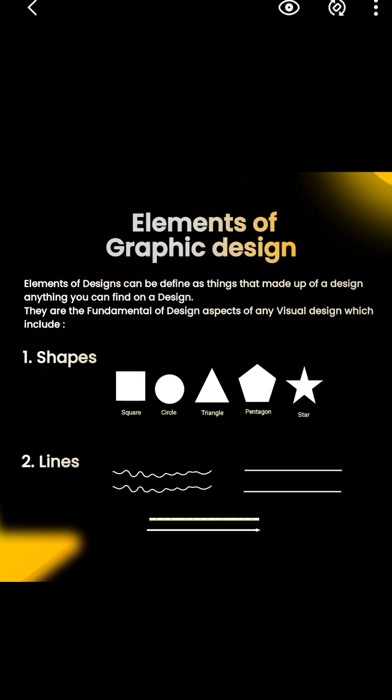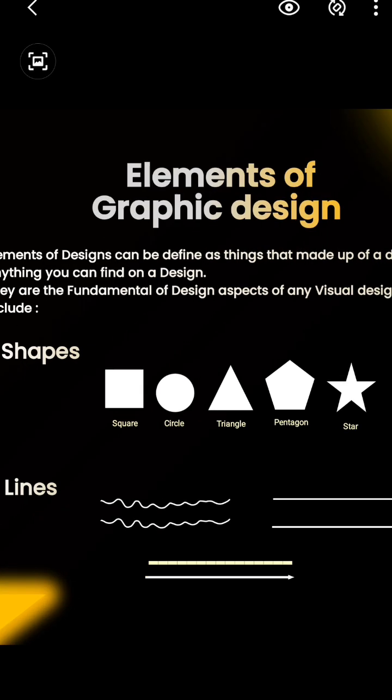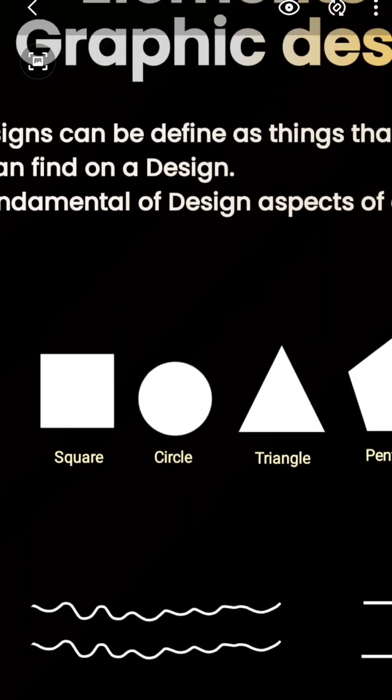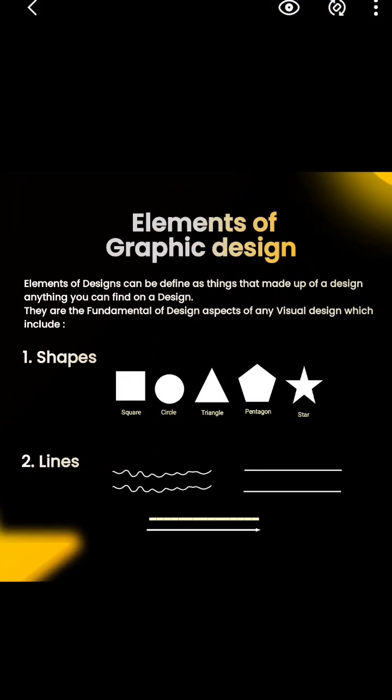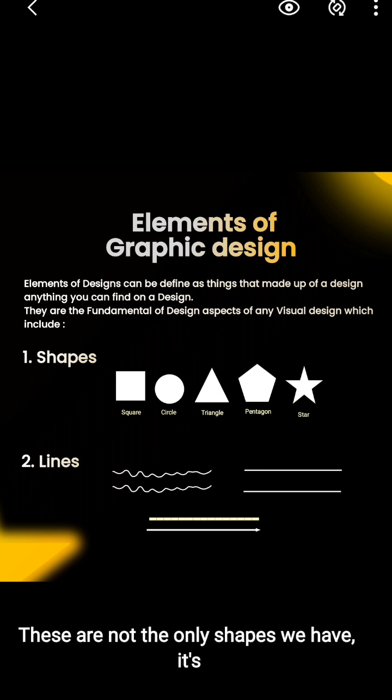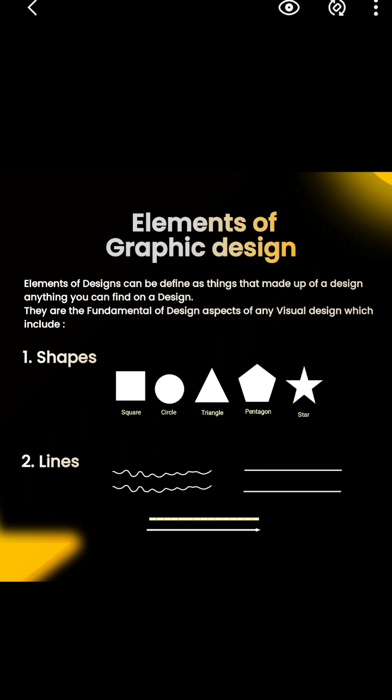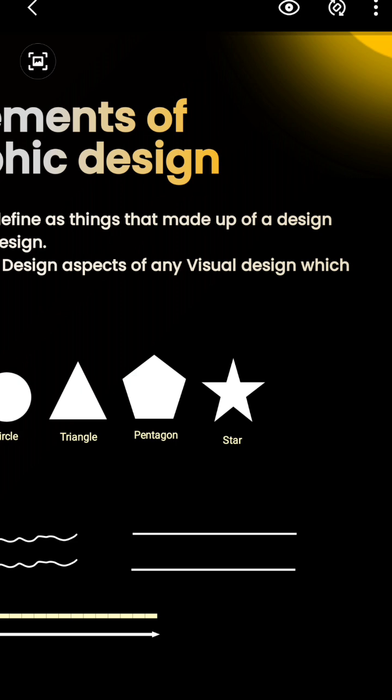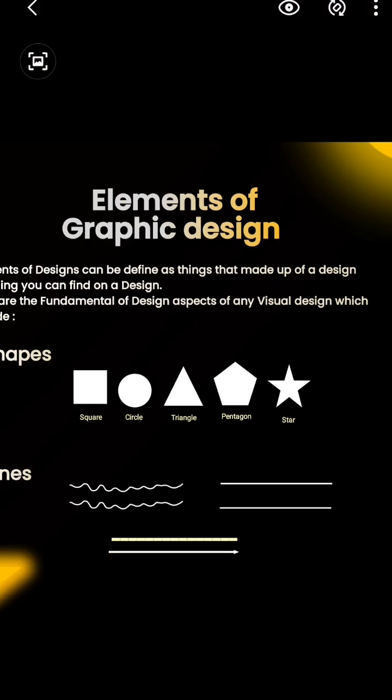So let's talk about shapes. You can see shapes: square, circle, triangle, pentagon, star. We can relate to them. So number two, lines. All of this we can relate to. It's something that we see daily, and there is no way we can design without them. See this type of line, this type of line, this type of line. So that's it.